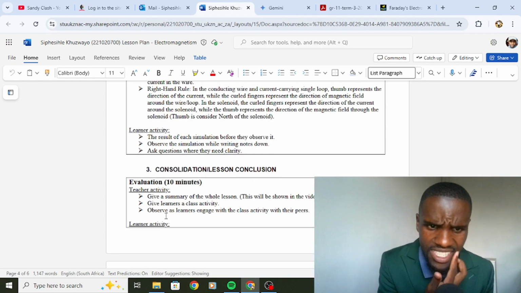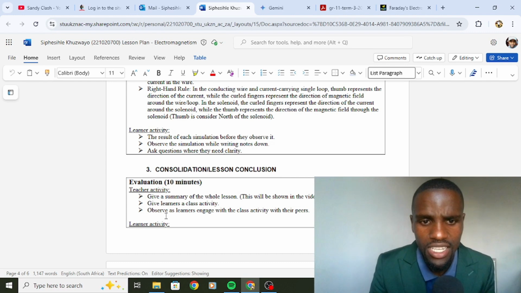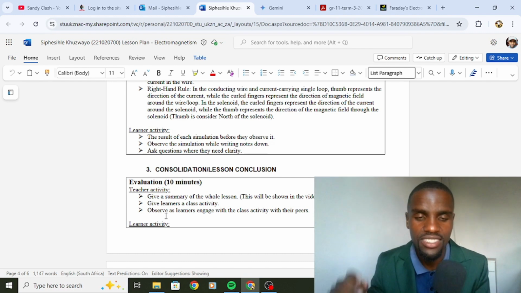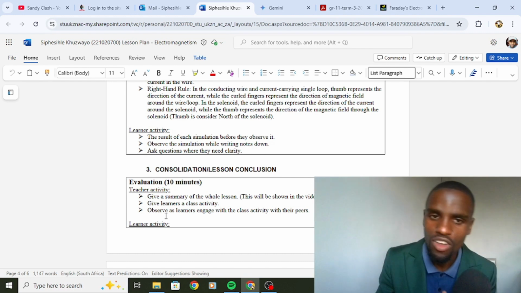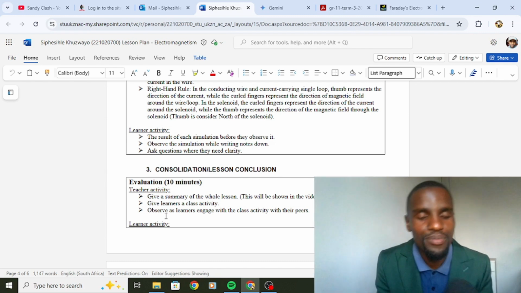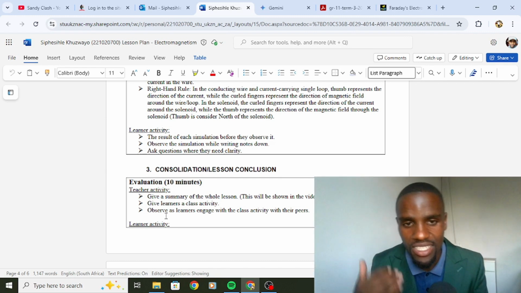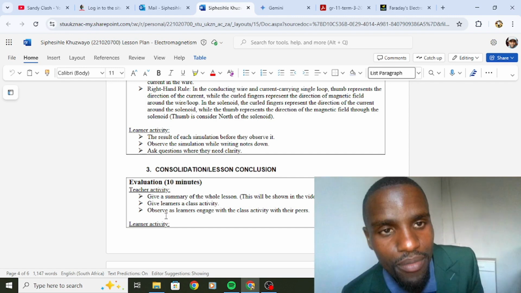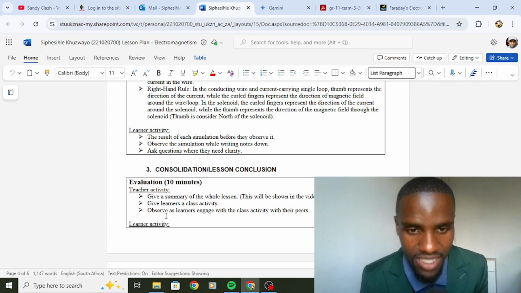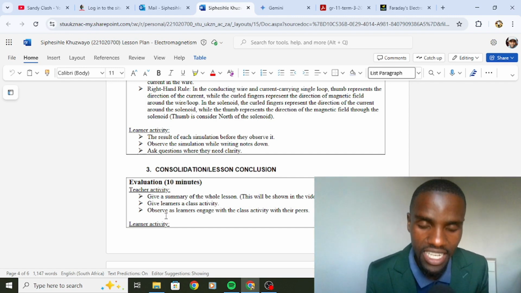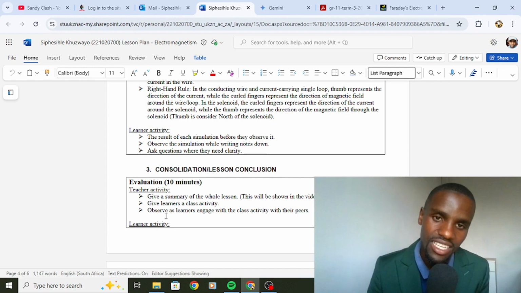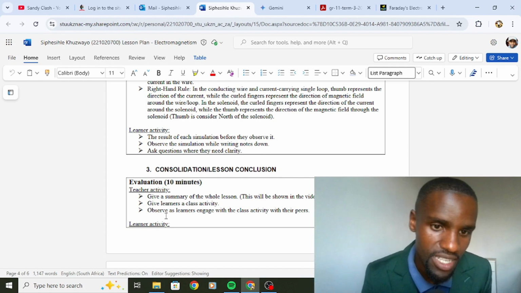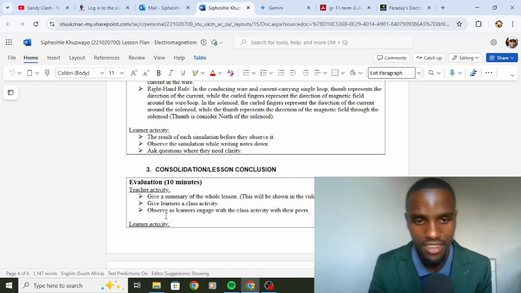In the evaluation stage, I gave a summary of the whole lesson. I summarized that a magnet has a north pole and a south pole. South pole, the magnetic field in. North pole, magnetic field out. What is the magnetic field? Magnetic field is a region of space at which magnetic materials experience magnetic force. What are magnetic field lines? Magnetic field lines are the imaginary lines that represent a magnetic field.